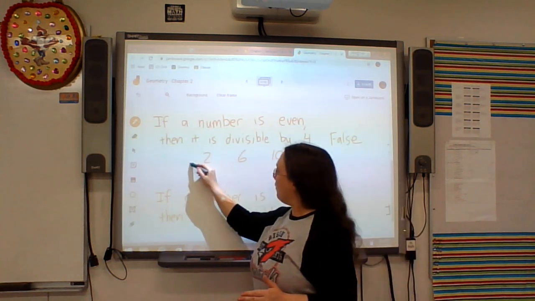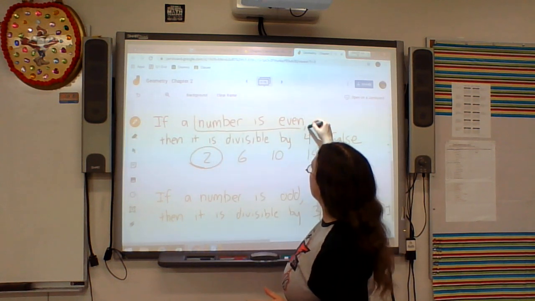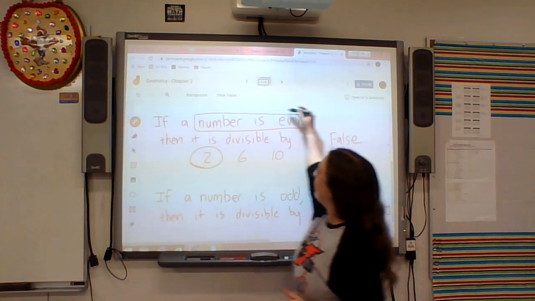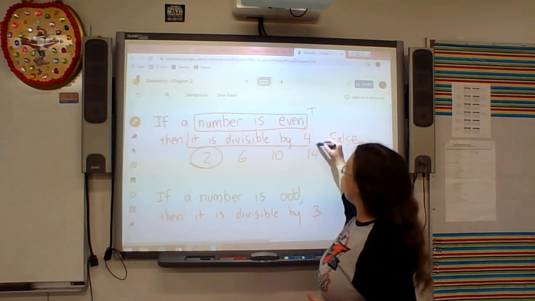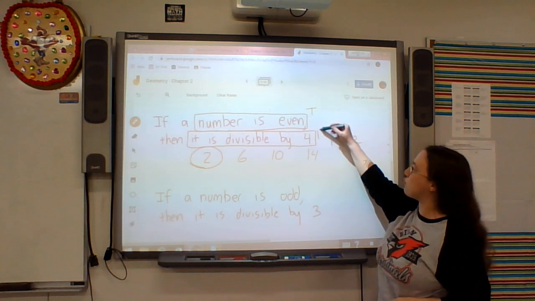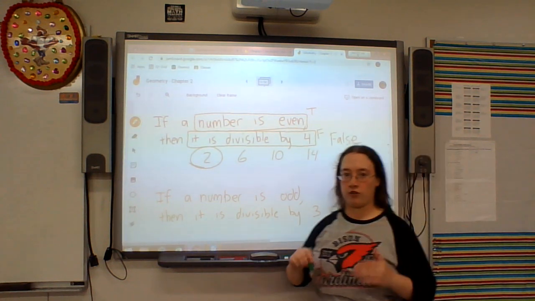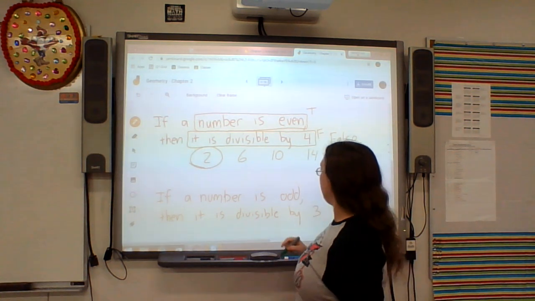So if I said 2, we've got a number that's even. So that first part is true. That'll be important later. But it's not divisible by 4. So if we're looking for a counterexample, we're looking for something where the first part is true and the second part is false. So then it's something that fits the first part, but not the second part.